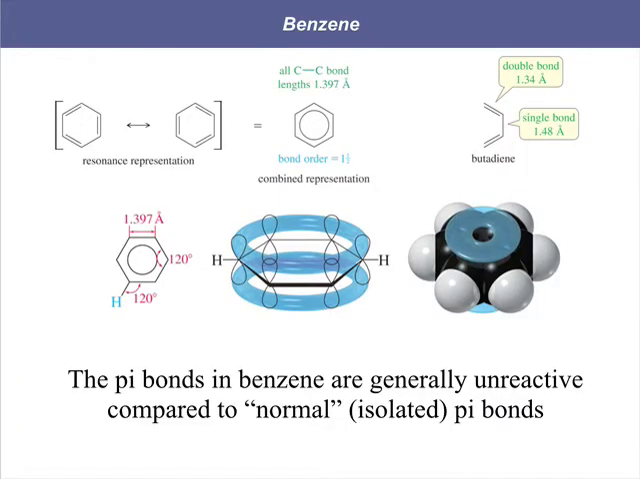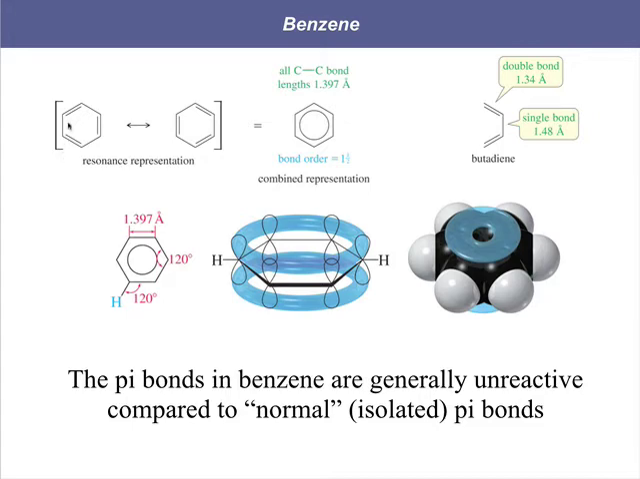This is benzene. Benzene is a very interesting structure. It's a 6-membered ring with alternating double and single bonds. So here's one picture of benzene: double bond, single bond, double bond, single bond, double bond, single bond. It's a conjugated system, but it's also a cyclic conjugated system, which is different from 1,3-butadiene, which was conjugated but not cyclic. It was linear.